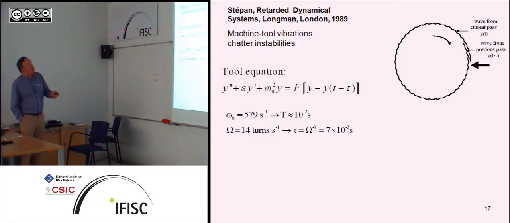Now, you ask me, how is delay appearing in this problem? Here is the workpiece, the metal workpiece. Here is the cutter. You model that by a simple equation. This is the tool equation, like a harmonic oscillator, which represents the cutter that comes in and out. It has a frequency, it has a damping, and it has a force that is acting on the metal piece, but that force depends on the present position and the position at t minus tau, where tau is the time for one round trip.